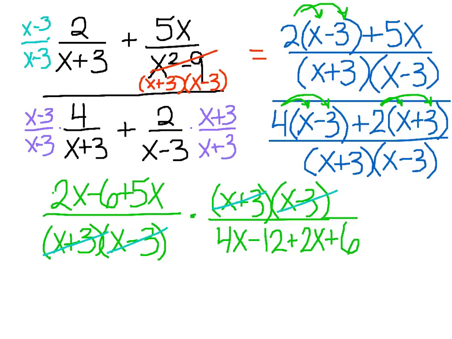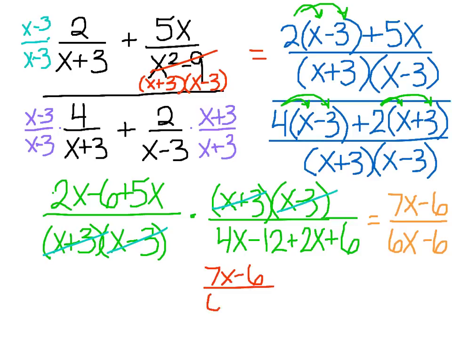And now let's simplify. 2x plus 5x is 7x minus 6 all over 4x plus 2x is 6x. Negative 12 plus 6 is negative 6. Can you factor anything further? Well, even though it's not going to do anything, our final answer can be 7x minus 6 over 6x minus 1. Either answer is acceptable, but this would be your fully factored form.